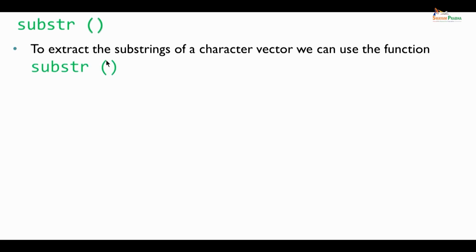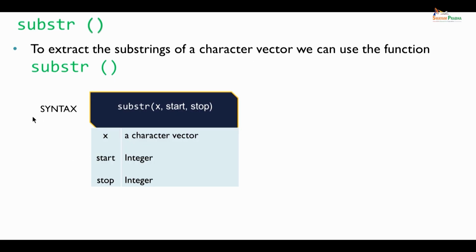Now we are going to use the function called substr to check whether the first 4 characters are numerics or not. To extract substrings of a character vector, we can use the function called substr. So here is the syntax for using the substr function. X is nothing but a character vector, and we have start and stop. These both values should be given in terms of integer.